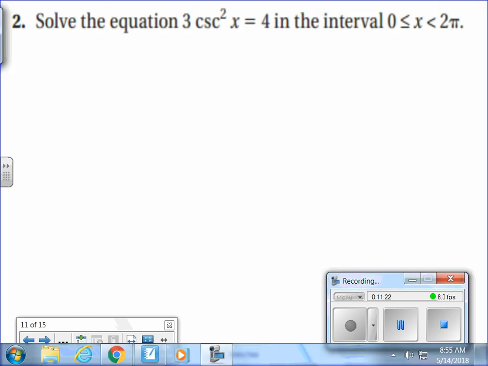All right, we are on our last problem, so that's exciting. Go ahead and jot it down. Cosecant is going to be a little bit unique of a challenge, but we'll get through it.